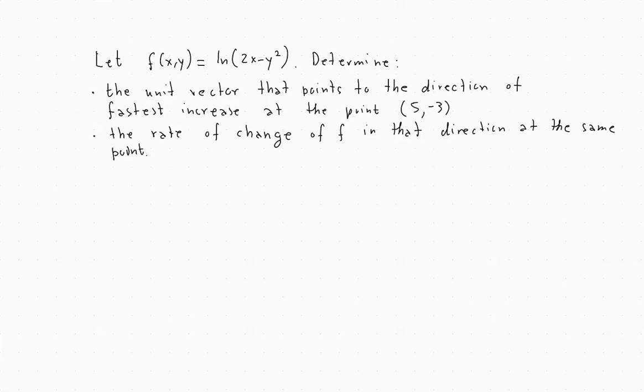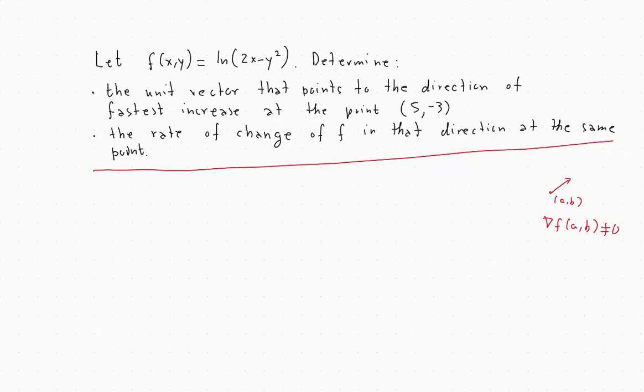So we have a point (a, b), and we would like to find the direction in which f increases the fastest. And what we know is that as long as the gradient is non-zero, the direction that we're looking for is the direction of the gradient. So all we need to do is just take the gradient and normalize it. So that would answer the first question.